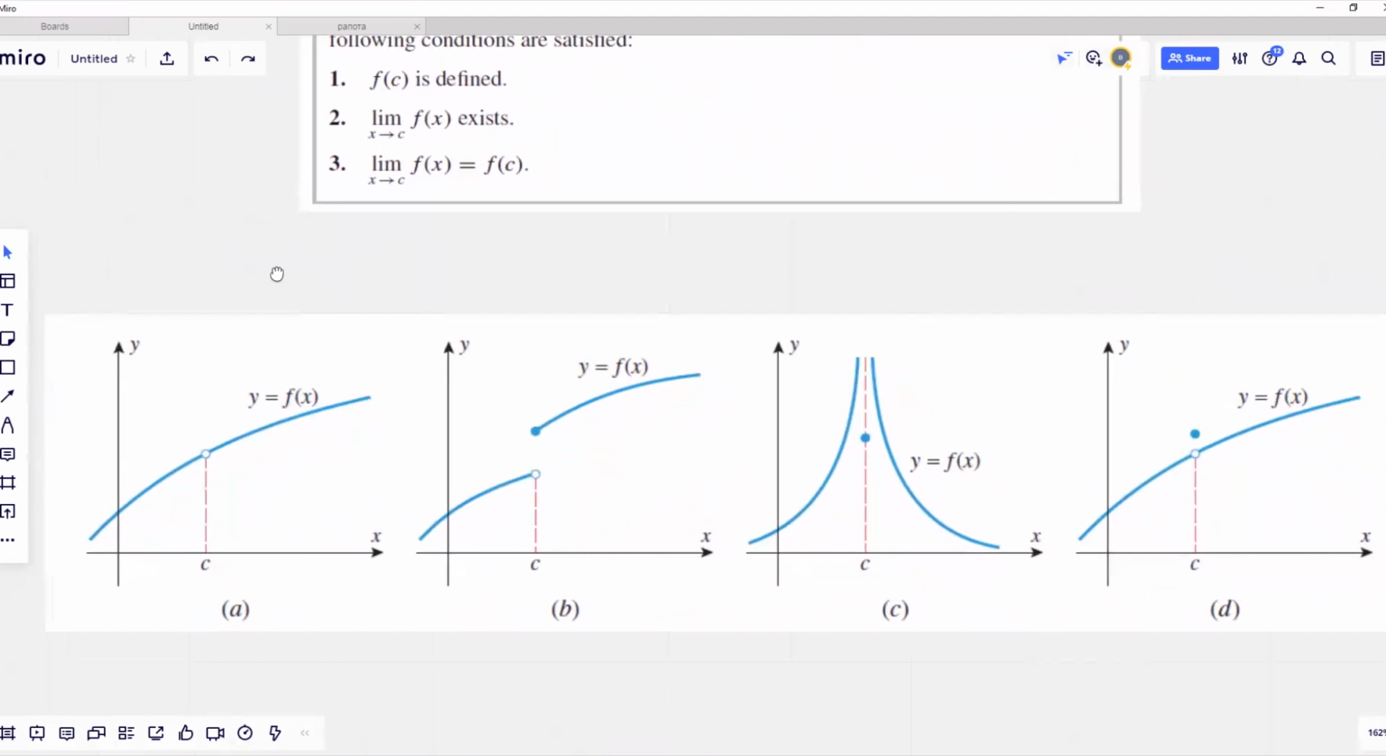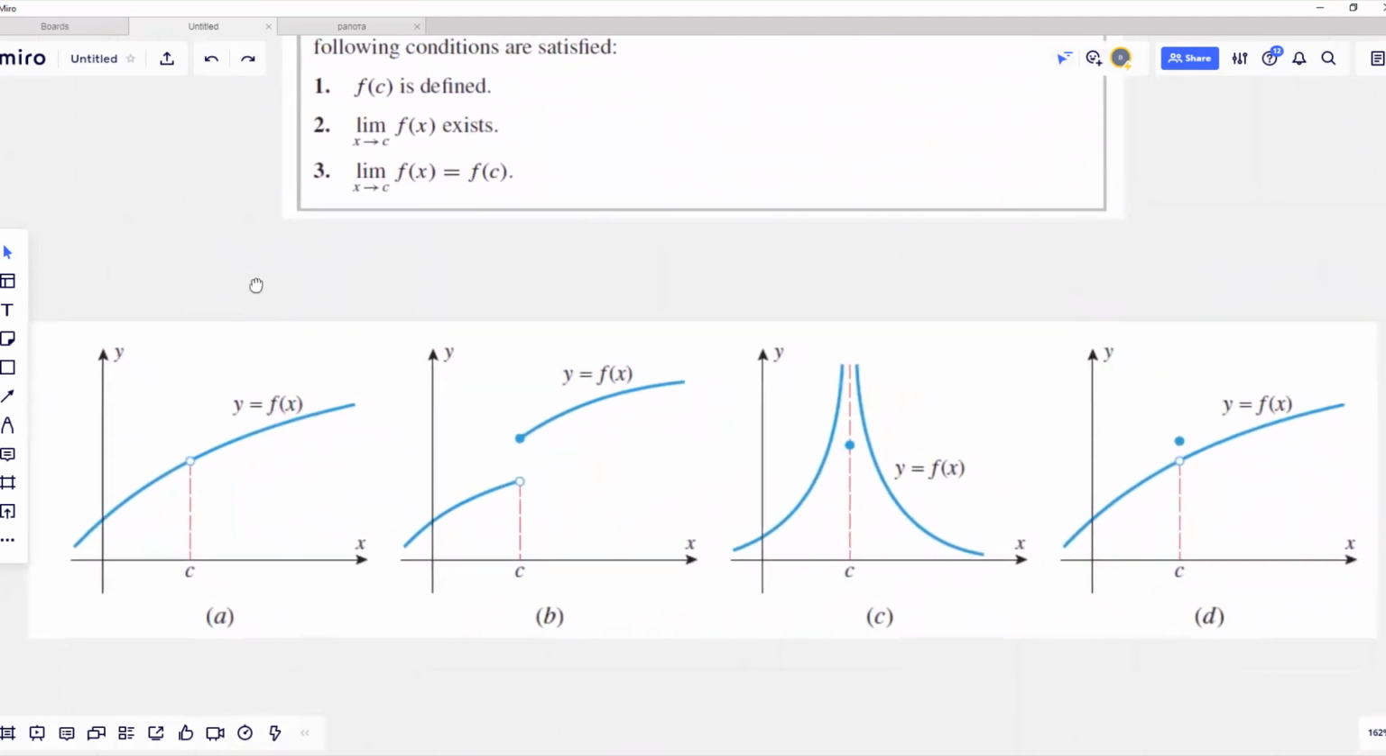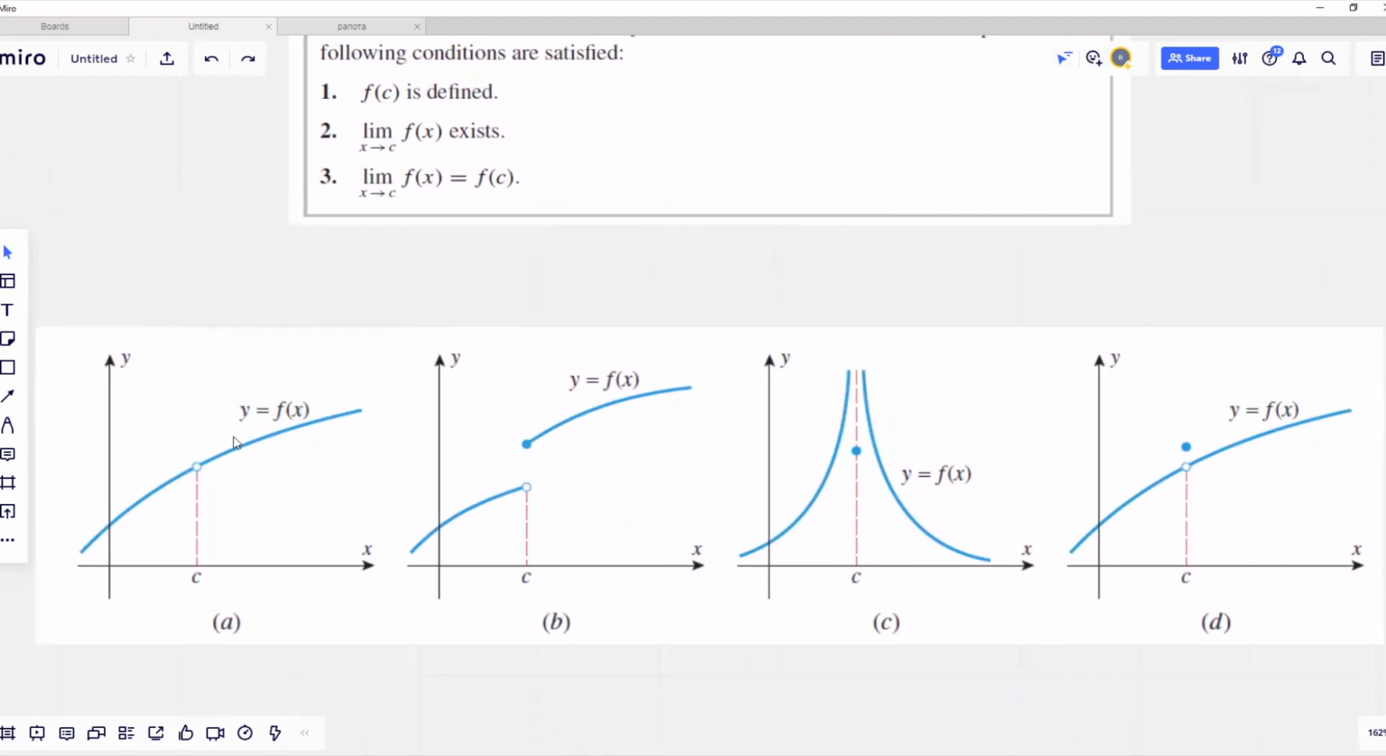Let's take a look at the following examples. First example here, we see that the two-sided limit exists, since the one-sided limits exist and they are equal to each other. So the second condition here is satisfied. However, the first condition here is not satisfied, since we can see that the function at point c is not defined. So this function is not continuous at point c.